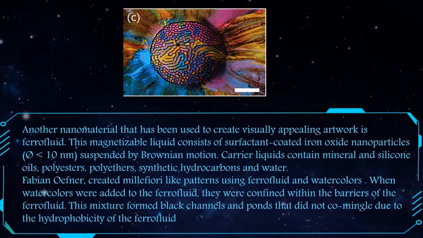Another way that can be used to create visually appealing artwork is the use of ferrofluid. Basically, ferrofluid is a magnetizable liquid that consists of surfactant-coated iron oxide nanoparticles suspended by Brownian motion. These carrier liquids contain minerals and silicon oils, polyethers, and synthetic hydrocarbons, in addition to water.